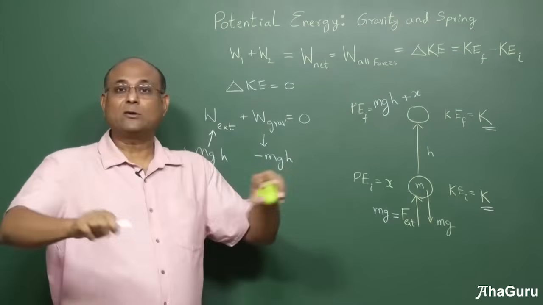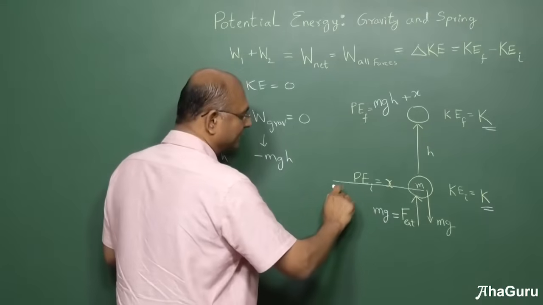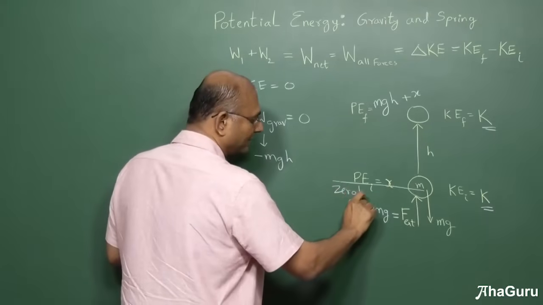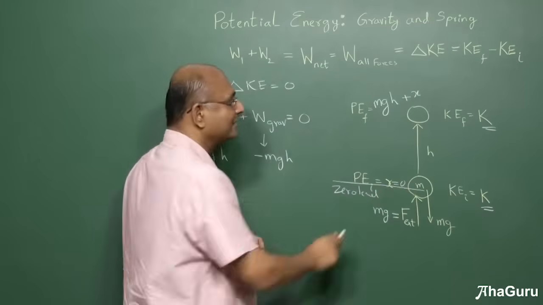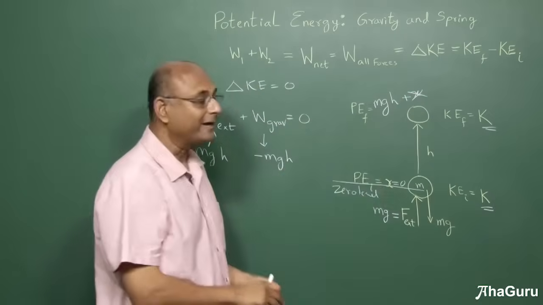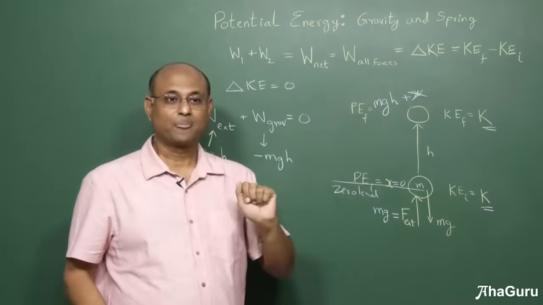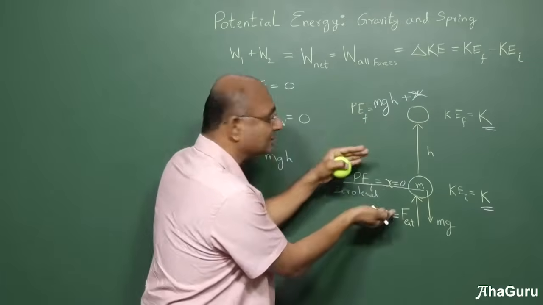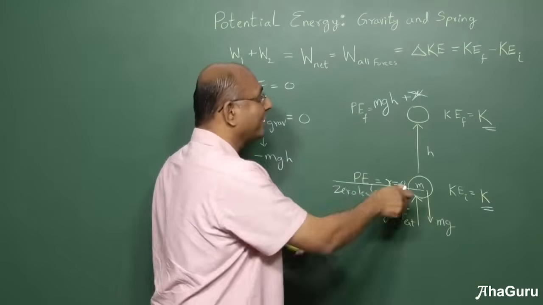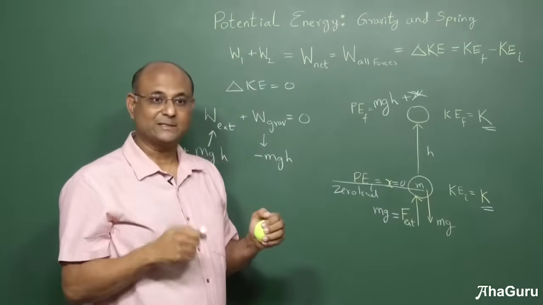But it is very convenient to select some place where x is 0. So suppose I chose this and called it 0 level, which means x is 0. Then I don't need to worry about the x there. So there I will say the potential energy is mgh. So what does this tell us? This tells us whatever work I did has not got lost, it has got stored. Instead of going in as kinetic energy, it has got stored as potential energy.